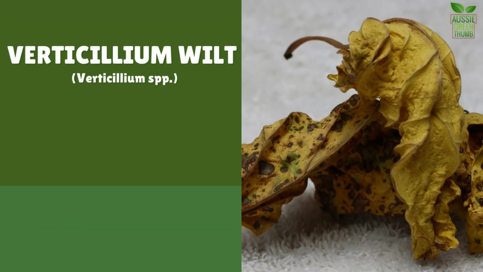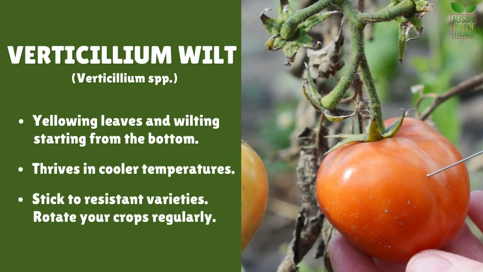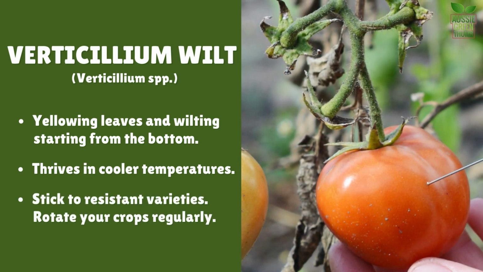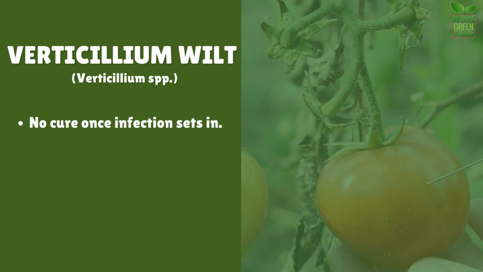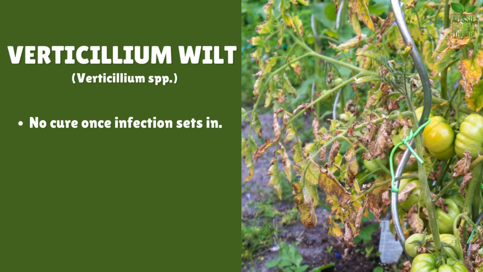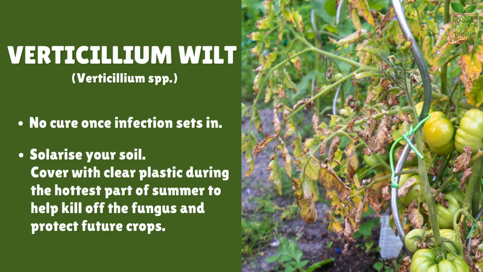Verticillium wilt may look similar to Fusarium wilt, with yellowing leaves and wilting starting from the bottom, but it thrives in cooler temperatures and affects a wider range of plants. To prevent it, stick to resistant varieties and rotate your crops regularly. Unfortunately, there's no cure once infection sets in, so removing and destroying infected plants is key. Unlike Fusarium, Verticillium can stay dormant in the soil for years, so solarizing your soil, covering it with clear plastic during the hottest part of summer, can help kill off the fungus and protect future crops.